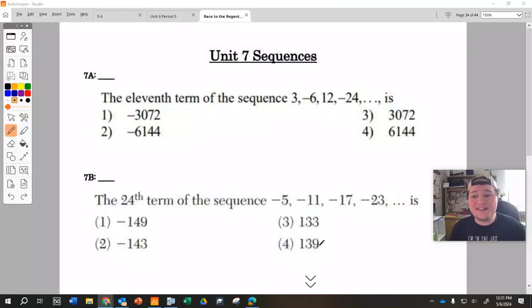All right, Unit 7, sequences. So I'm going to talk a little bit more about this as we go, since we're not really going to learn too much about sequences this year. I'm going to jump right into it. So sequences. Sequences actually are all about formulas.